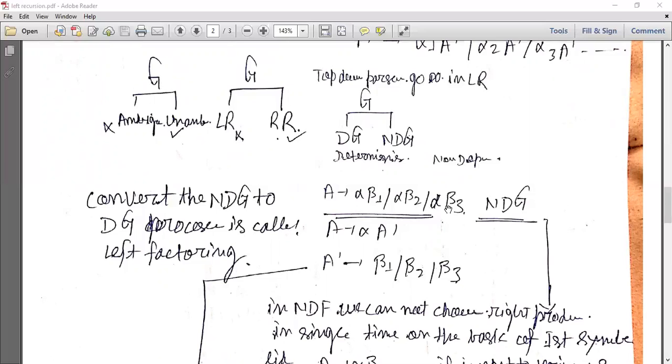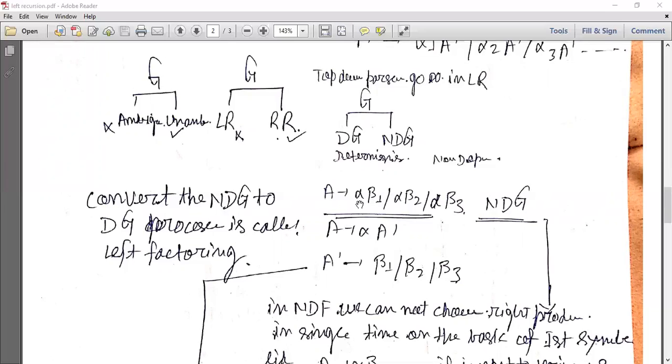So on that basis we choose alpha beta 1, right? Or alpha beta 2 or alpha beta 3. So there is no clear-cut indication. First we choose alpha beta 1, alpha beta 2 or alpha beta 3, right? On the basis of the first production. So this is a problematic thing.